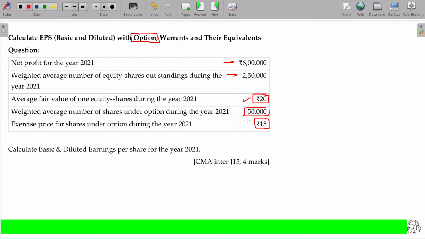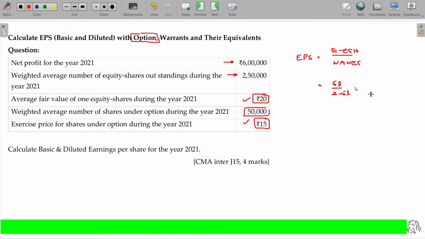A 20 rupee share can be purchased at 15 because of the option you have. 5 rupees is the free shares. To the extent of free share, it will be considered as bonus share. So EPS is equal to earnings available to equity shareholders divided by weighted average number of equity shares. 6 lakhs divided by 2.5 lakhs.